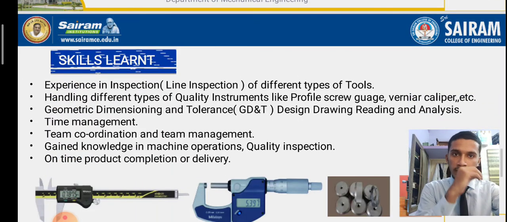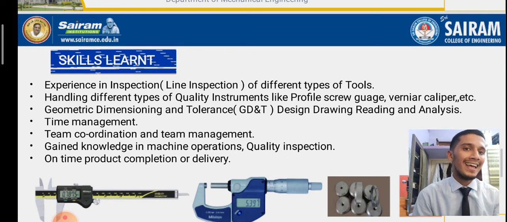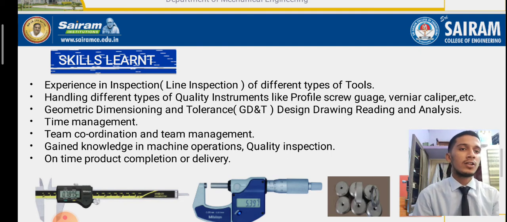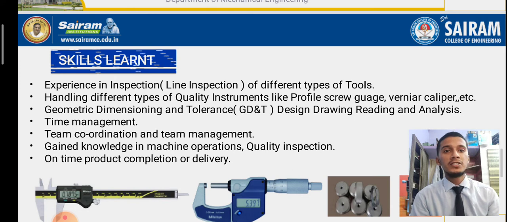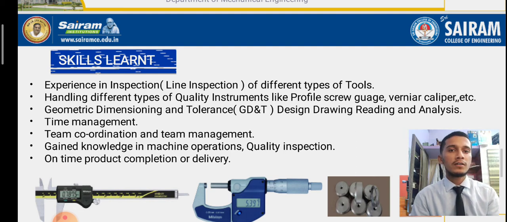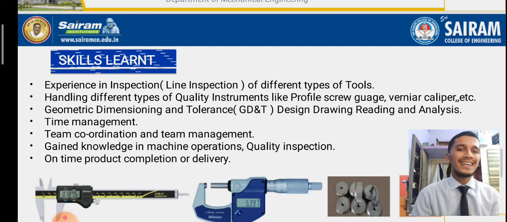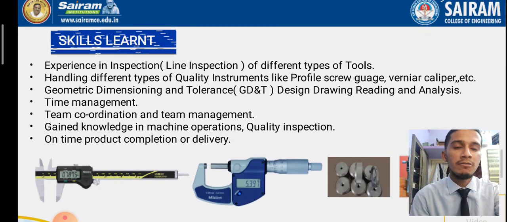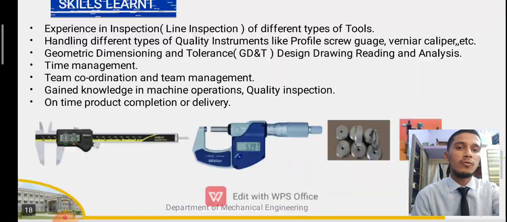Skills learned. Experience in inspections, line inspections, different types of tools, and handling different types of quality instruments like the profile projector, screw gauge, and vernier caliper, etc. Geometrical dimensioning and tolerancing, GD and T. Designing, drawing, and reading analysis. Time management, team coordination, and team management. Gaining knowledge in machine operations and quality inspections on time for product completion or delivery. So these are the main skills learned while doing internships.